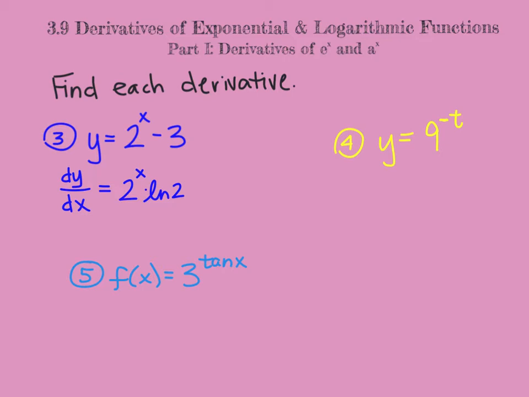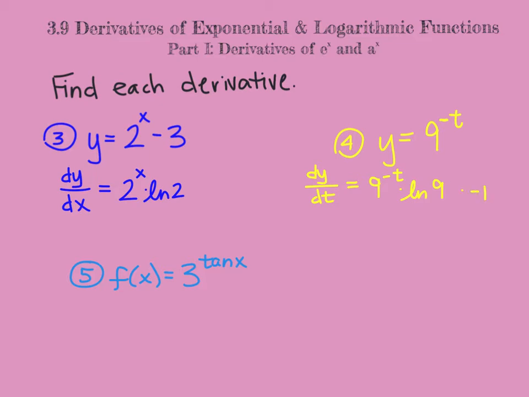In number 4, we want to find dy dt here, taking the derivative of y with respect to t, that's our variable. And we can see that it's 9 to a function. The function is negative 1t. So it's its own derivative. Then we multiply by the natural log of the base, which is 9. Then we take a look up at that function in the exponent up here. And does it have a derivative other than 1? Yes, its derivative is negative 1. So we're going to multiply at the end times negative 1.